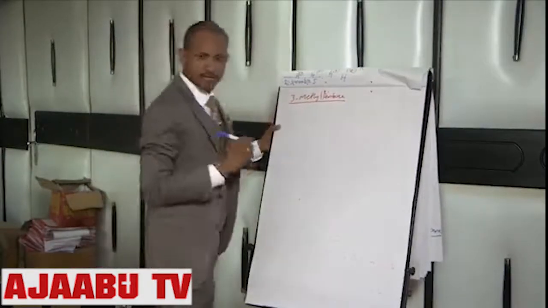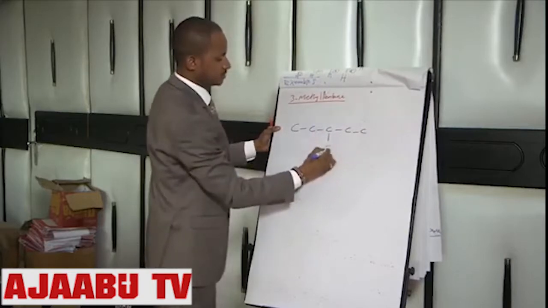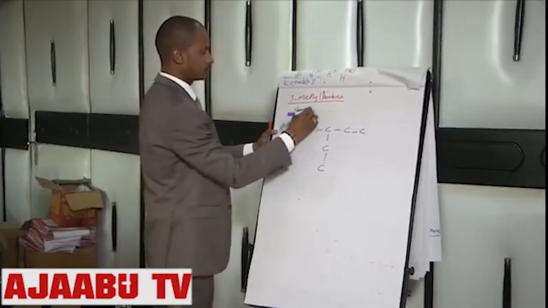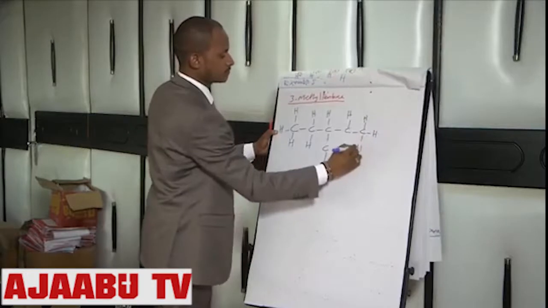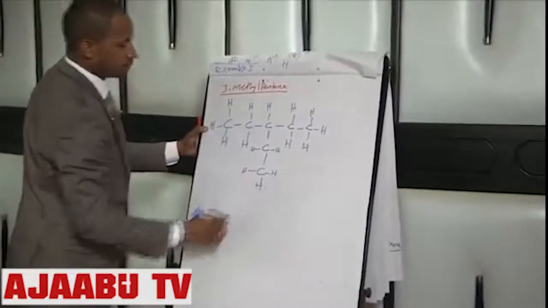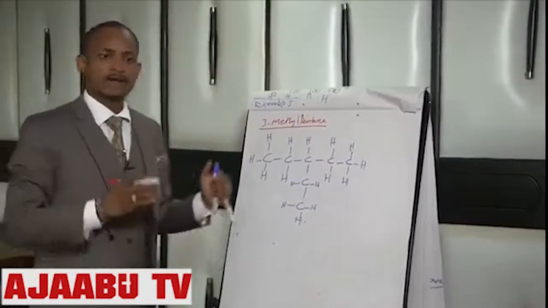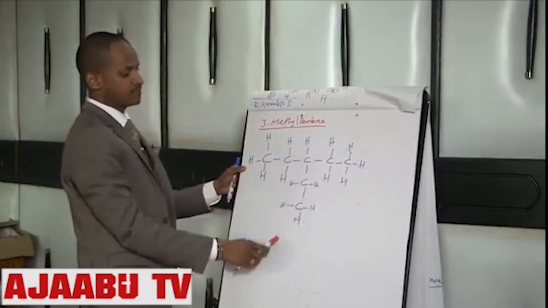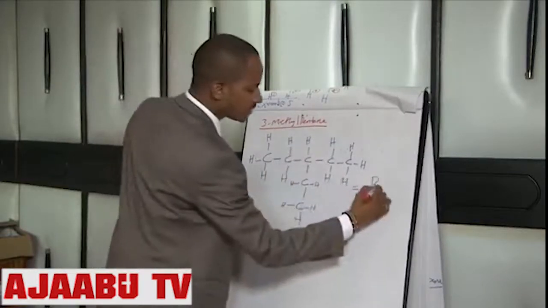Then, be keen here, class. Be very keen. I'm bringing in another example that needs a lot of keenness. Class, be very keen here. Step number one, as usual, identify the longest continuous carbon chain. The longest here is 1, 2, 3, 4, 5. If we go this way, 1, 2, 3, 4, 5. So we do agree that the longest continuous chain has 5 carbons. That makes it a pentane.